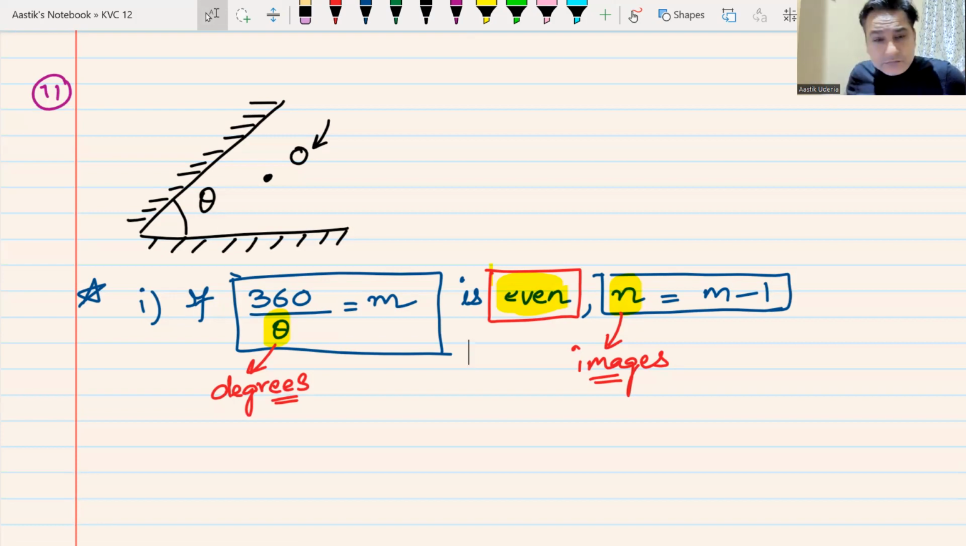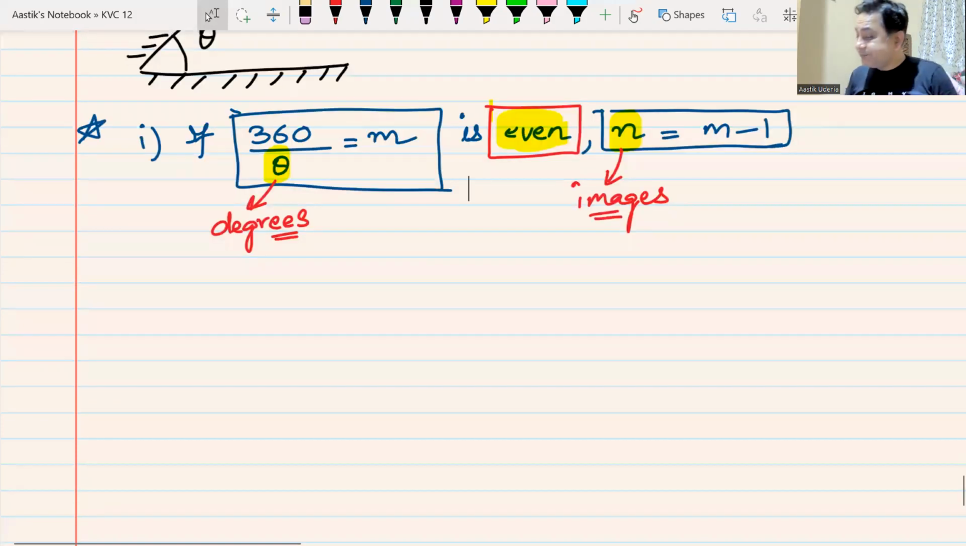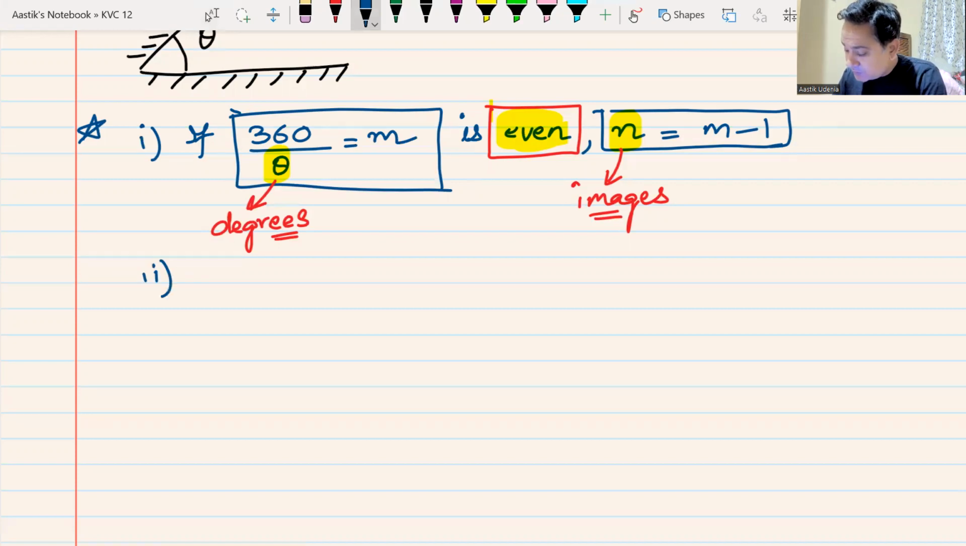If m is 6, the number of images is going to be 5. Don't worry, I'll show you a table, and then you will probably be able to understand. The only problem happens when this becomes odd. Can anyone tell me what happens when it becomes odd?